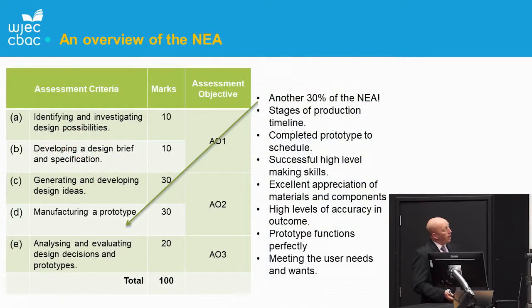Making a prototype then, okay, yes, it is another 30% of this NEA, so it's still a big chunk of this project, this coursework. However, it is, in the great scheme of things, not that prominent when you consider that this is only worth half the GCSE, so it's only 15% ultimately. They want to produce a completed prototype to a schedule. They've got to show successful making skills and appreciation for quality and understanding of the equipment, tools, the manufacturing processes that they're going to use, that they're going to work with, okay?